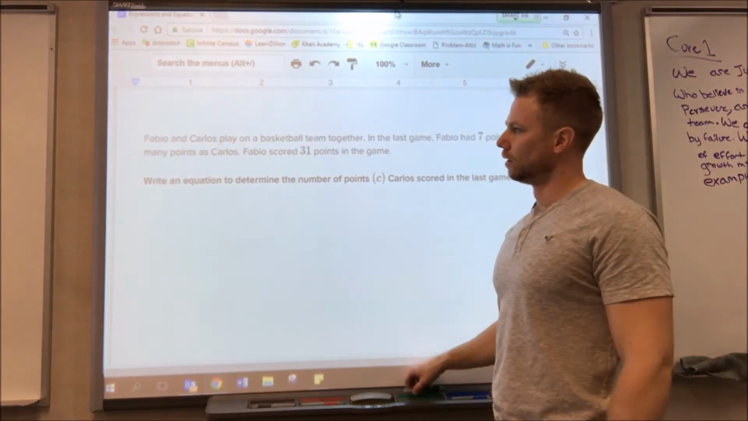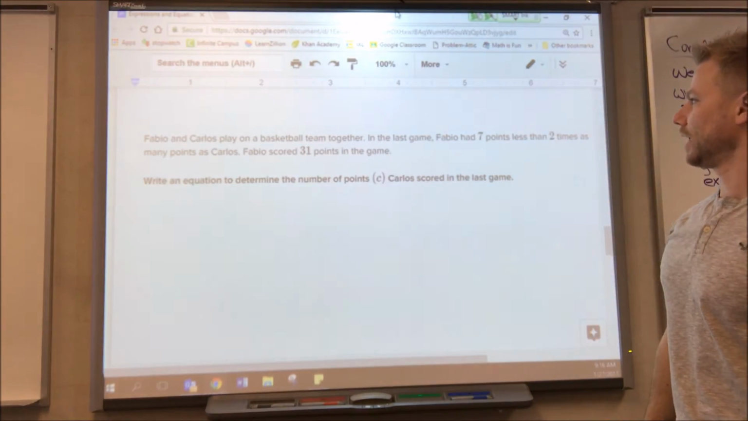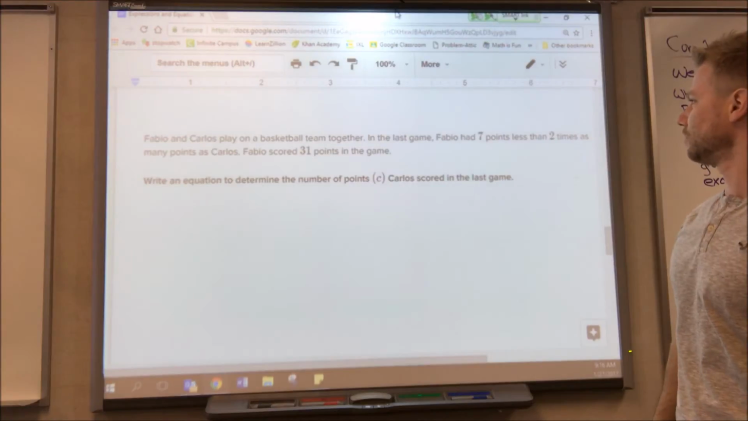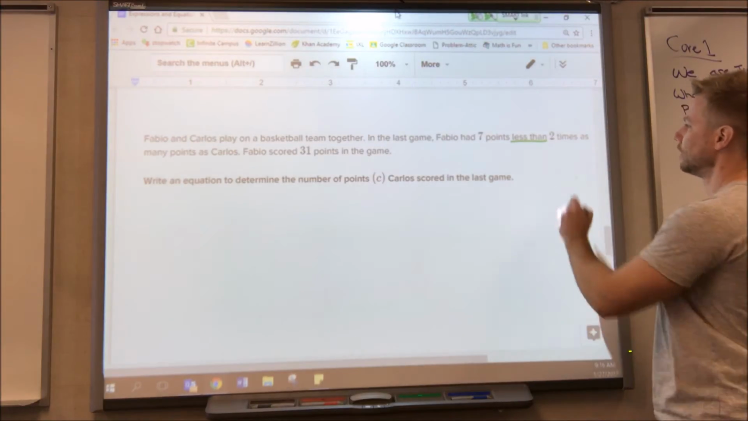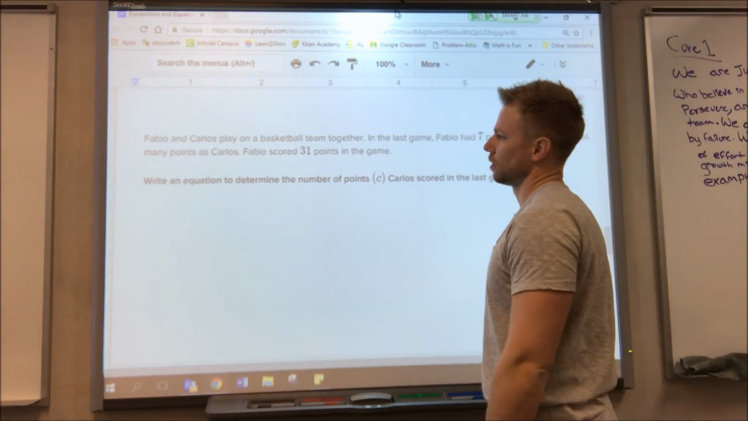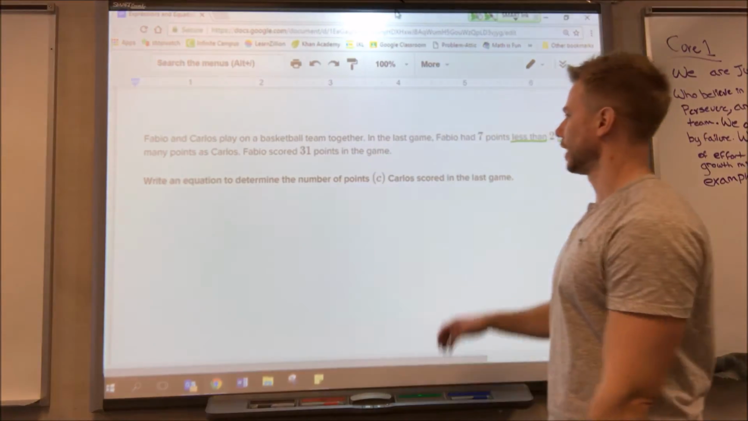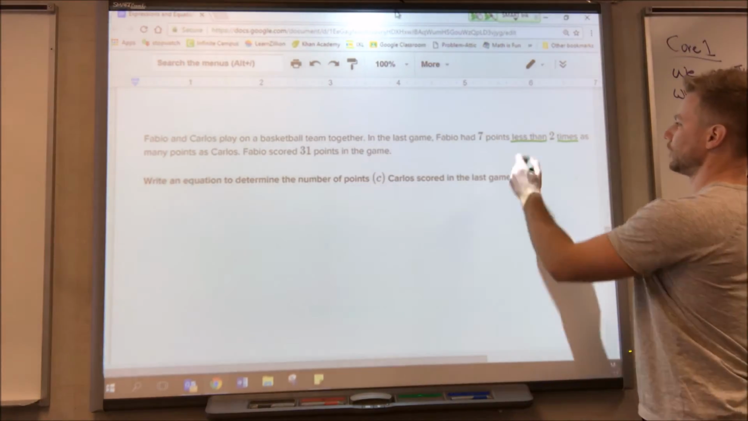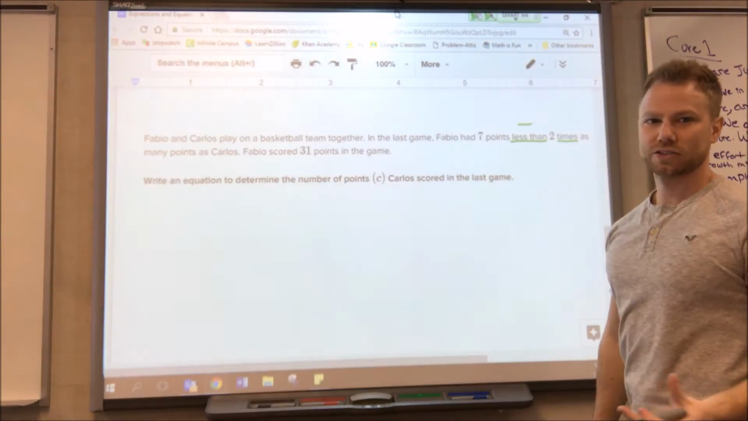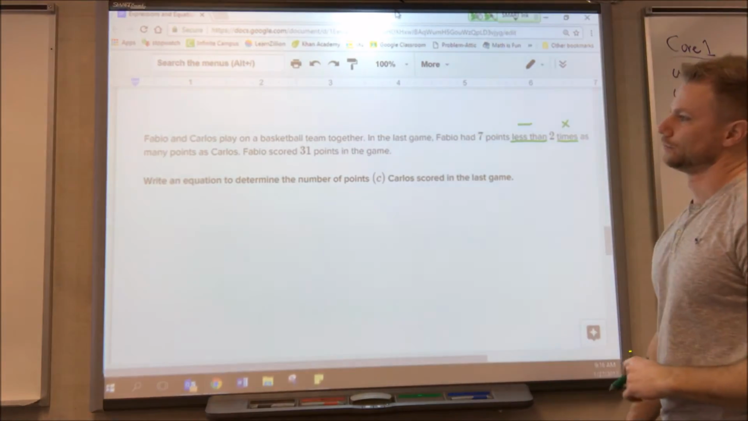Here's one more. Fabio and Carlos play on a basketball team together. In the last game, Fabio had 7 points less than 2 times as many points as Carlos. Fabio scored 31 points in the game. Okay, 2 important keywords here. Less than means subtract, times means multiply.